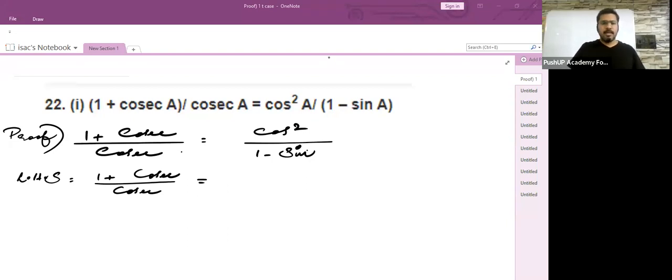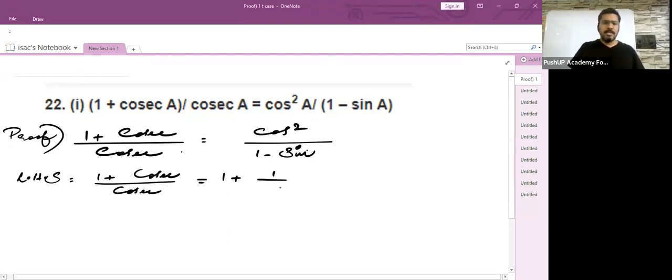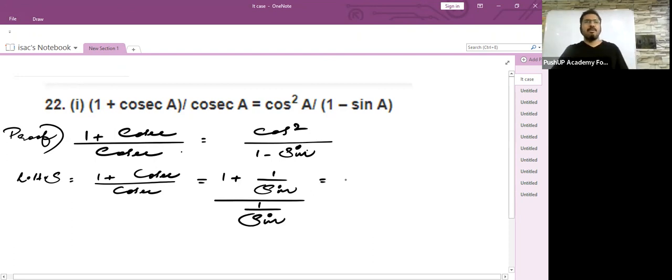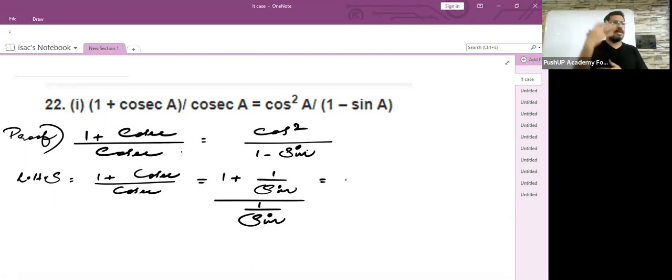So 1 plus cosec is 1 upon sine, whole divided by 1 upon sine. Now this is equal to, children, I will be writing it from left to right. You people will write it from top to bottom because that is the pattern in which your examiners expect you to write in the boards. All right.